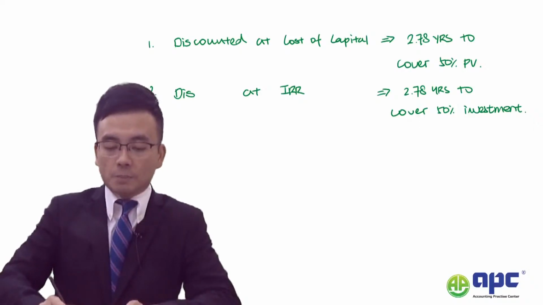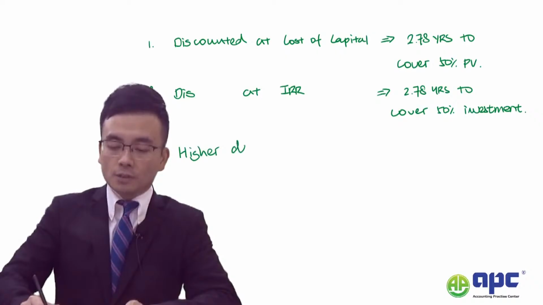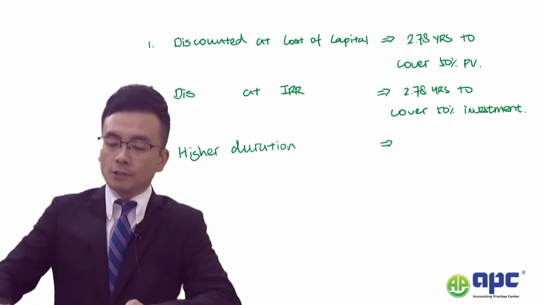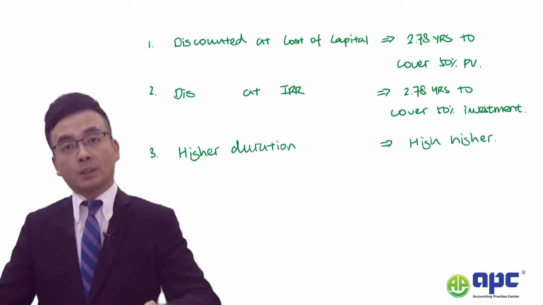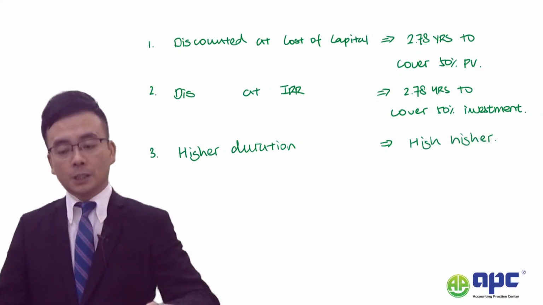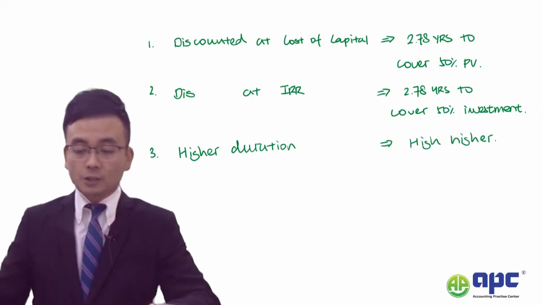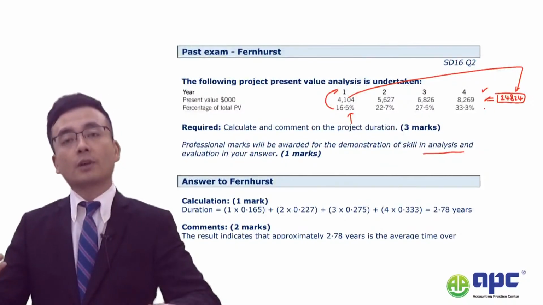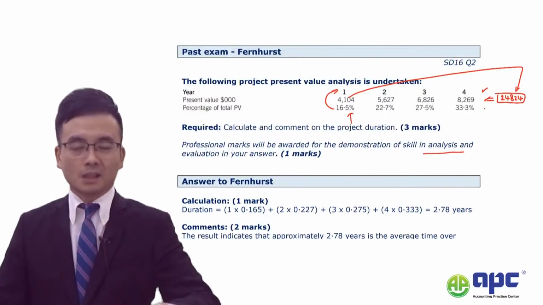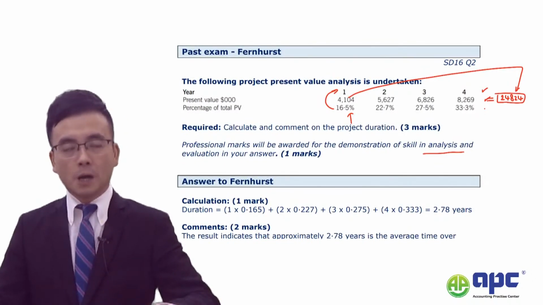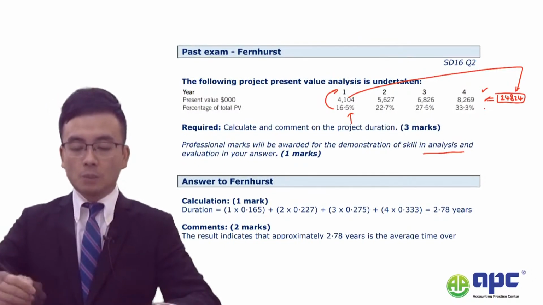Of course, the third mark will be the higher the duration, which means higher the risk. But you don't need to say lower the duration, lower the risk, because that would be a repetition. You cannot get another mark for that. So that's why here we've got 3 marks split into 2 marks for a calculation and 1 mark for a comment.